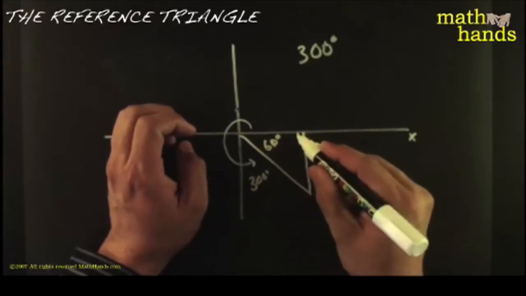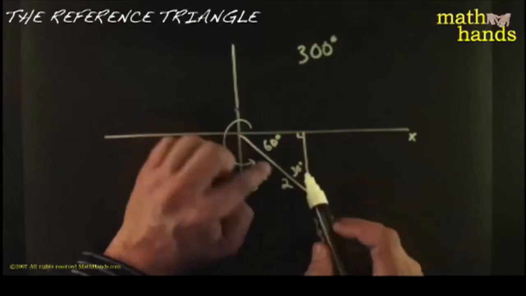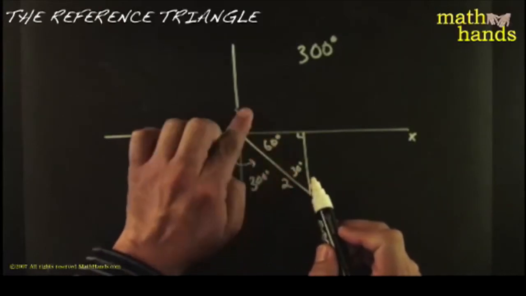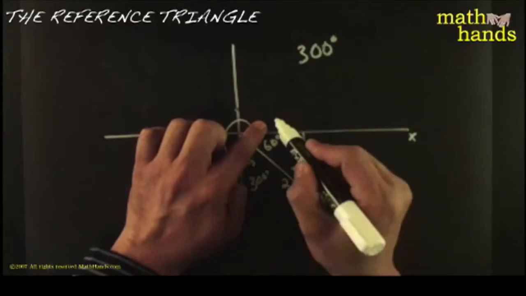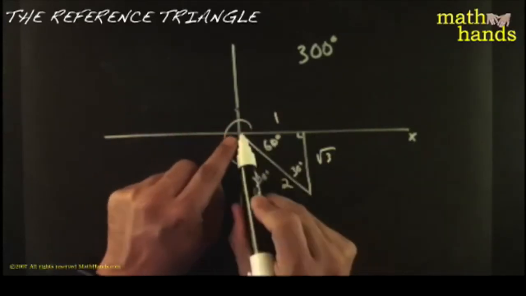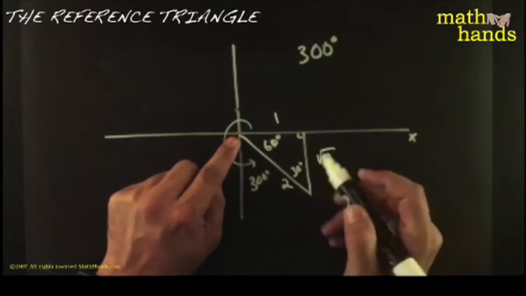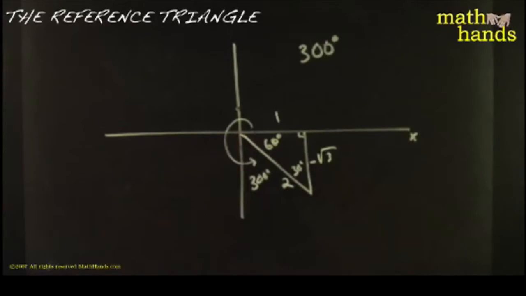Draw a perpendicular, make this any length you want. We'll make it length 2. Finish labeling it. Across from 30, you always find half the hypotenuse, that's 1. Across from 60 would be the square root of 3. Now to the right is positive, down is negative, so this one must be negative. Just like that. That's the reference triangle for 300 degrees.